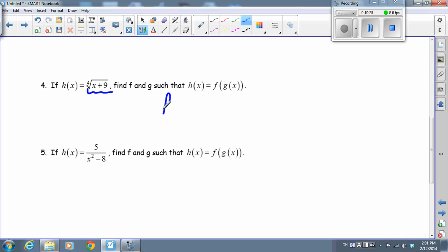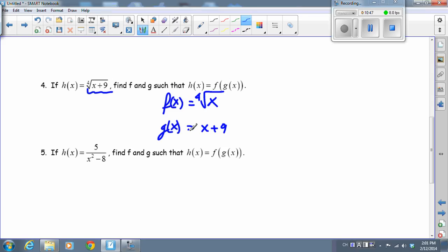I will start with f of x. f of x will be equal to the fourth root of x, why not? And g of x will be x plus 9. Note that g of x is the inside function, f of x is the outside function.